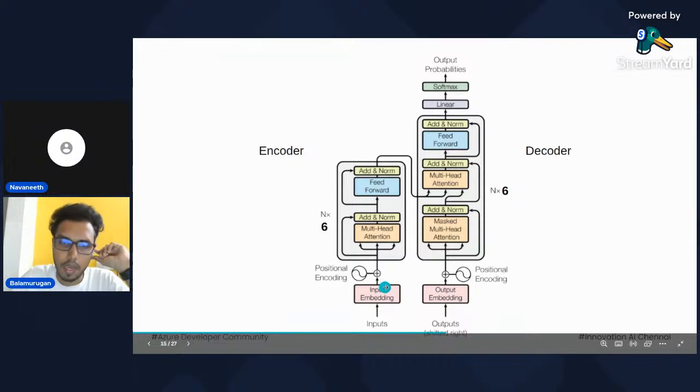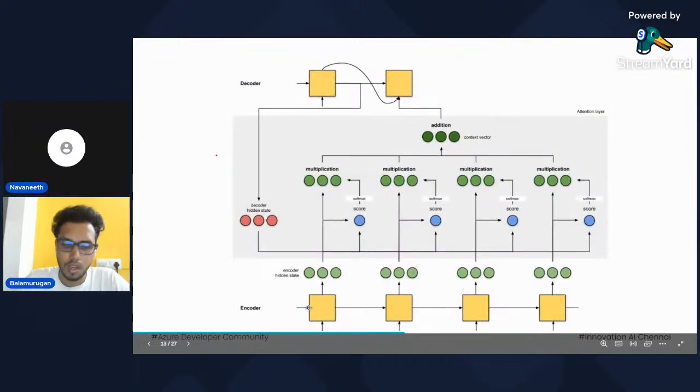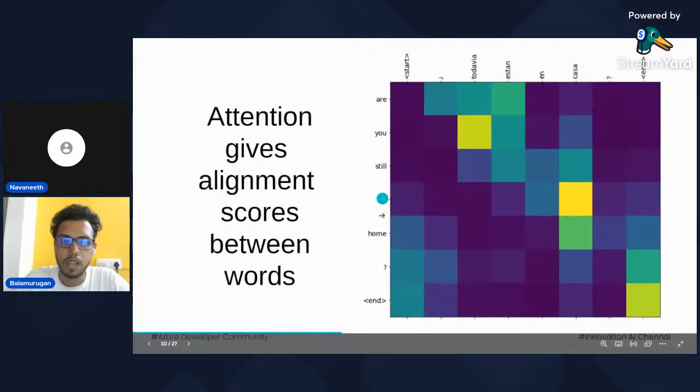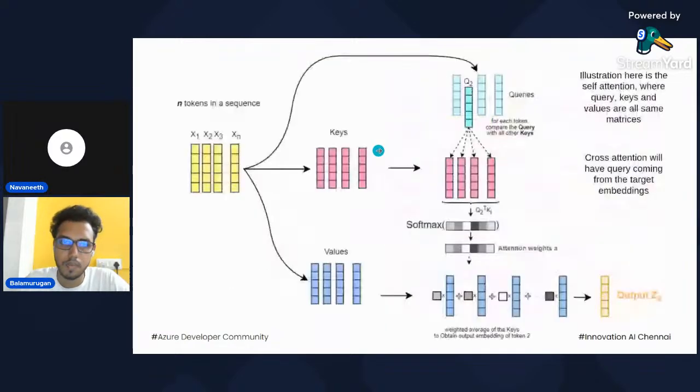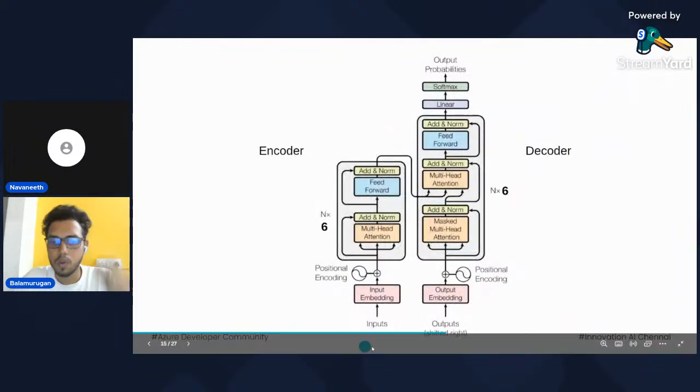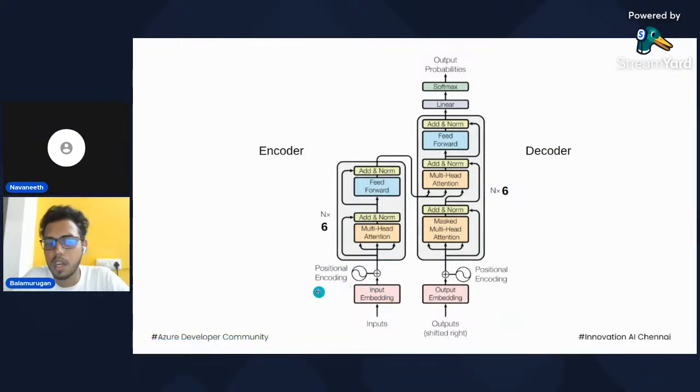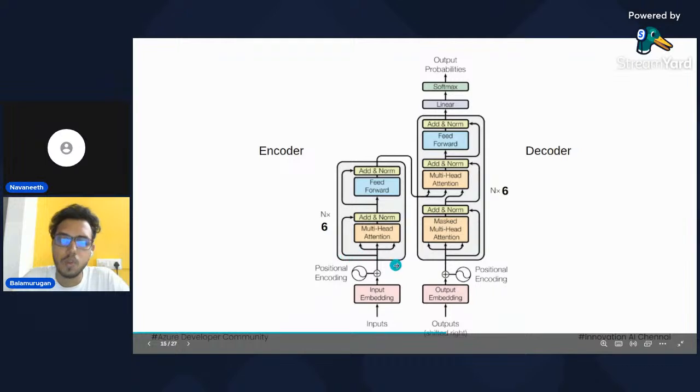So each token gets a 512 dimensional embedding. Inputs will be similar to what we have seen previously. For example, if you take the statement, are you still at home, question mark, this entire statement will be passed through the same procedure, tokenization and embedding layer computation. The sentence will be tokenized and converted to IDs. Those IDs will be passed to the embedding layer, which generates a 512 dimension vector for each token, and we have positional encoding here. This is one important part that I'll explain in depth soon. Why do we need this positional encoding?